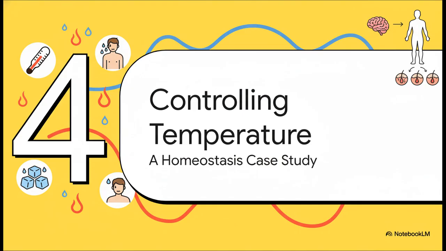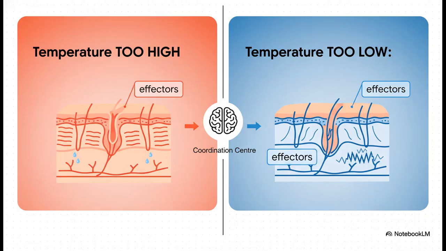Okay, that's the theory. Now let's take that abstract model and see how it works with a real-life example, one that AQA examiners absolutely love to ask about: controlling body temperature. And this slide shows that negative feedback loop perfectly. Let's start with the too high side. Your receptors detect that your blood is too warm. The coordination center, your brain, triggers a response.